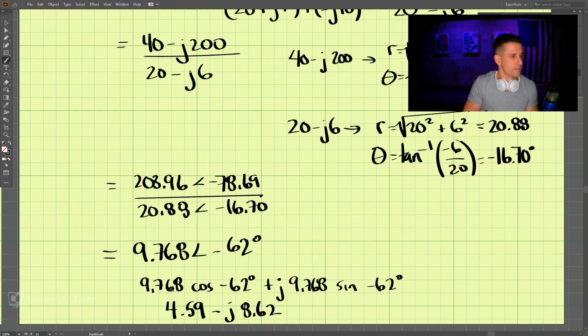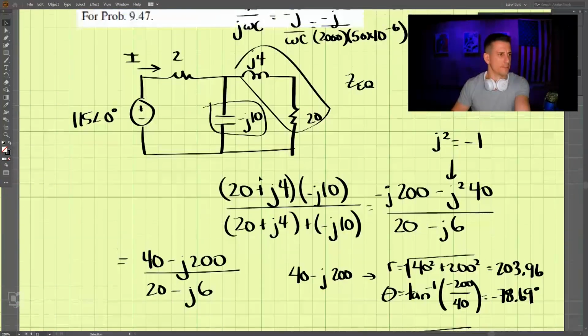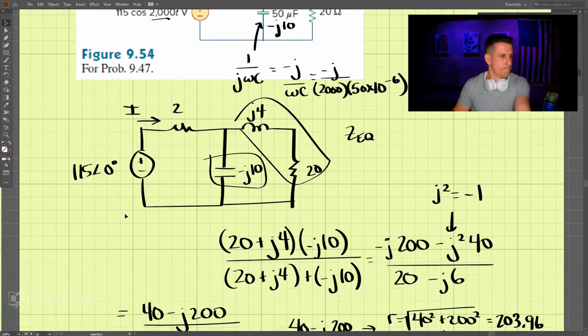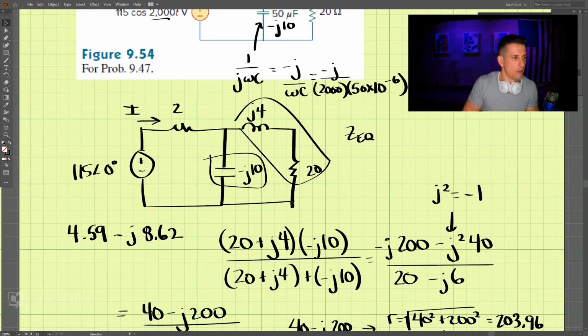Okay, so let's grab that. Let's take a look. So that is the combination of all of these resistors together. Now we need to add the 2 to it. So the total here is, this is our total impedance. The equivalent impedance is equal to this.